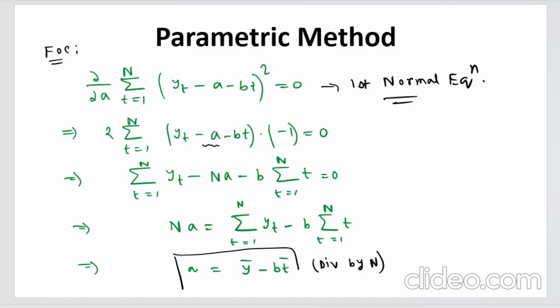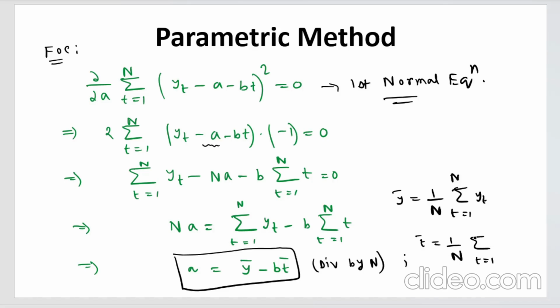A is basically y bar minus b t bar, where what is y bar? Y bar is 1 by n summation t from 1 to n yt. And what is this t bar? T bar is 1 by n summation t from 1 to n t, right? This is the expression. So if you divide both the sides by n, you will get this. A is y bar minus b t bar.